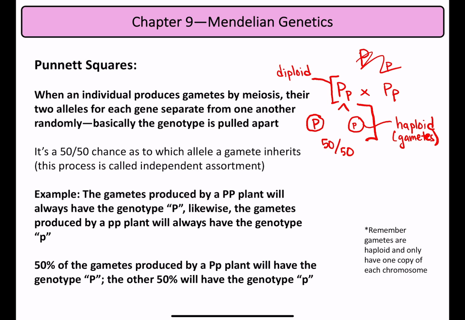One more example. If you are homozygous dominant, big P, when you do meiosis, your gametes, right, your egg or sperm are always going to be big P. 100% of the time, because that's all you're going to get if you pick one of the two.